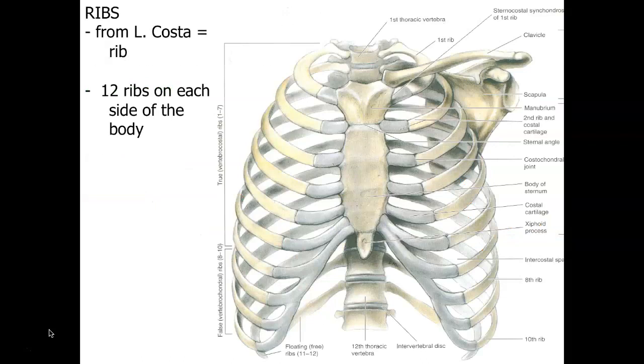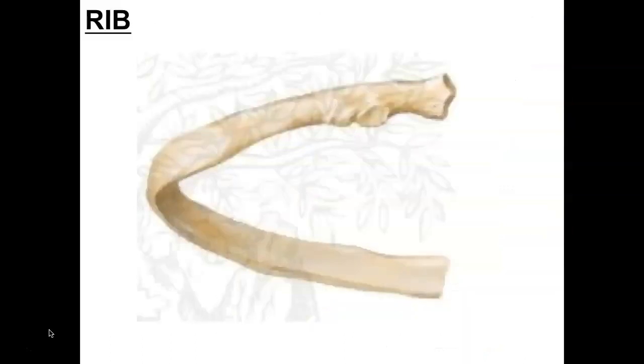Okay, so now we have our full set of 12 ribs on each side of the body. Anytime you see that word costa, costal, it means rib in Latin. So I just want you to be aware of that. First, I want to take a look at a rib individually. I took this from a Netter book, but I didn't have the clear version of it, so work with me here.